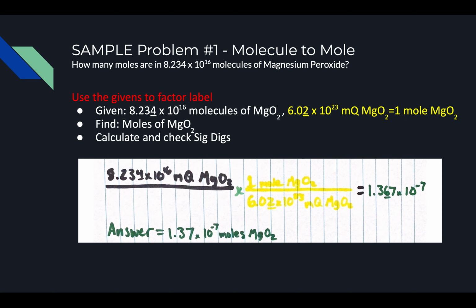The next step is to calculate and check the sig digs. So the molecules cancel out, so we're left with just moles on the top. The final calculation is 8.234 times 10 to the 16th divided by 6.02 times 10 to the 23rd, which gets you 1.367 times 10 to the negative 7. But you need 3 sig digs, which turns to 1.37 times 10 to the negative 7th moles of magnesium peroxide.